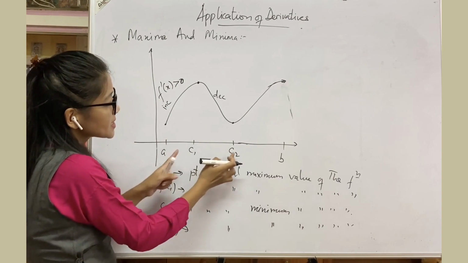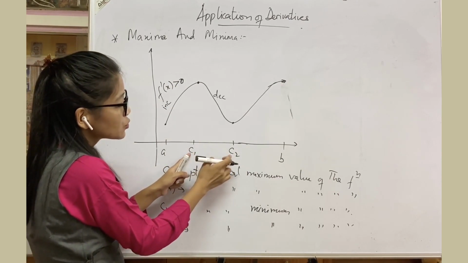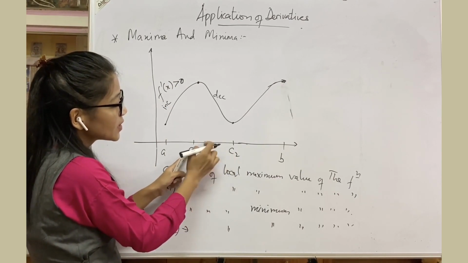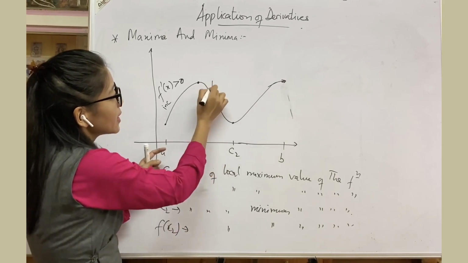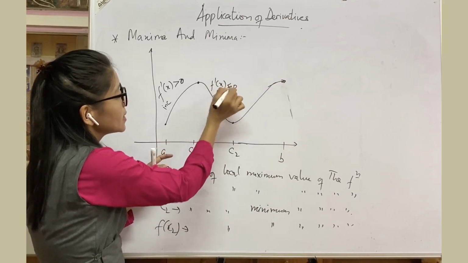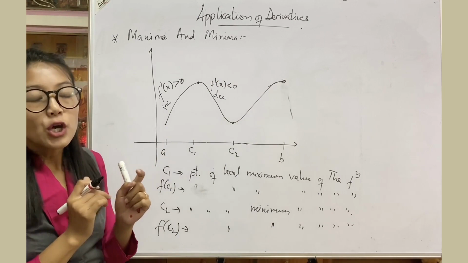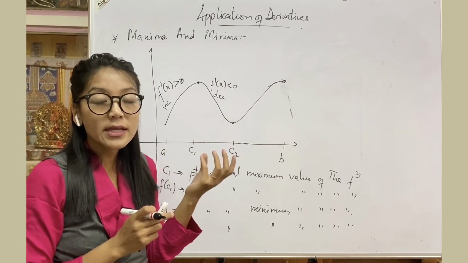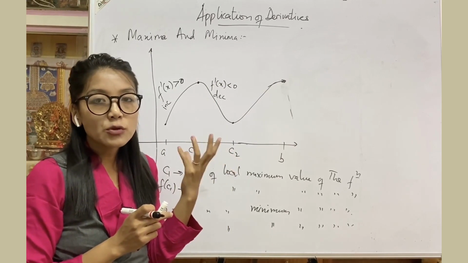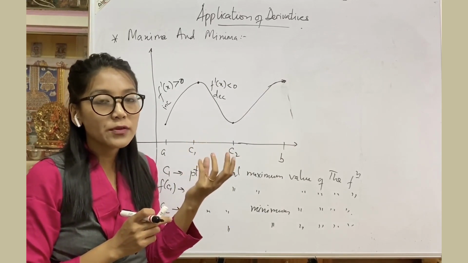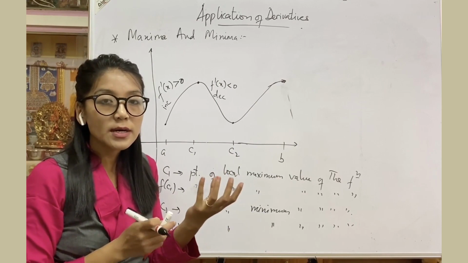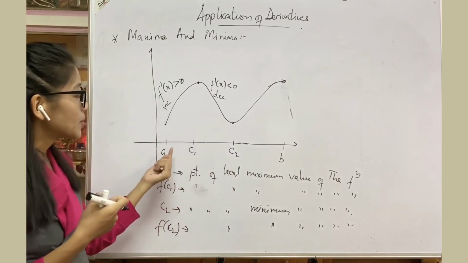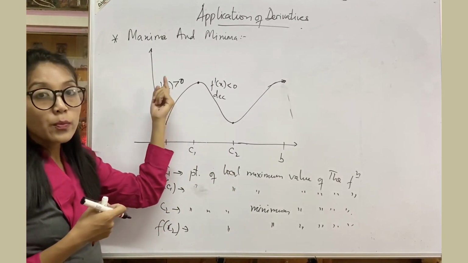And when a function is decreasing in the interval c1 to c2, then within this interval, if you take any point, f dash x will be less than 0, negative. So this is how we are going to apply the derivative to find out the local maximum and local minimum value of the function. So if it is a point of local maxima, then on the left hand side of the point, f dash x will be positive.